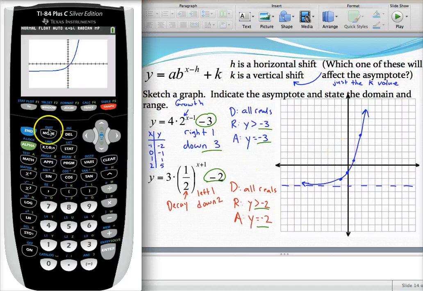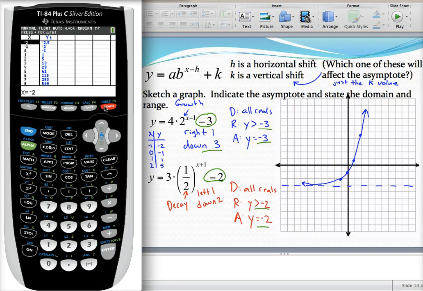If you want to find your points, if you need help with that part, remember hit second graph to find your table. And there's all the points you could want. So we had talked about some of those previously. So there's the -1, -2. So plot as many as you want.